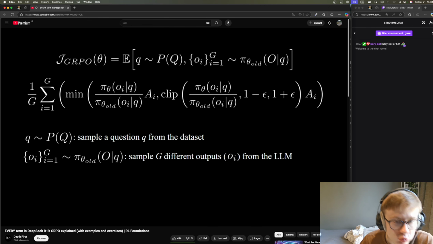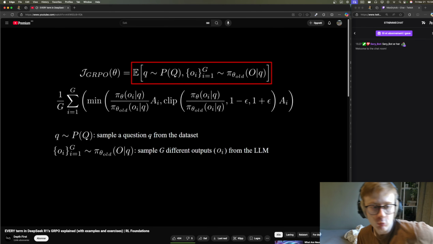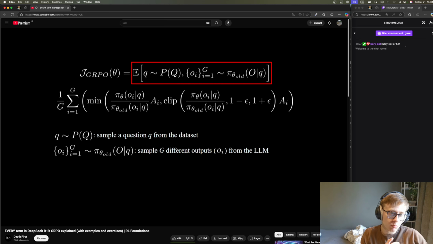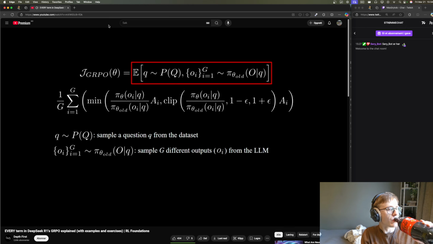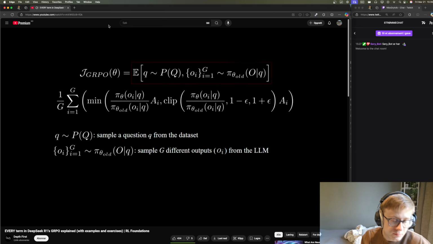The first thing we see in this objective is this expectation here, which just means an average. So this is saying that the average is going to depend on one or multiple random variables that we're going to sample in some way. So that's the question Q and responses to that question from the language model, O of I in the curly brackets here. And the quantity that we're averaging, so the numbers that we're going to average out, is expressed as a function of those random variables. So that's this expression here.